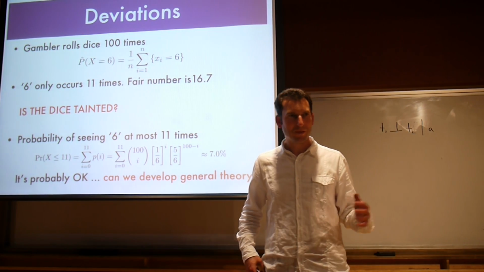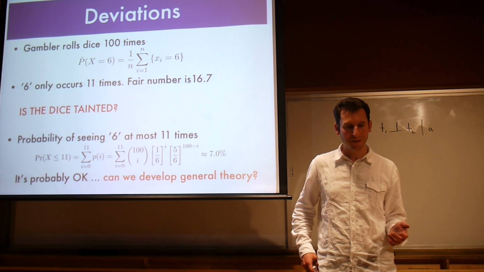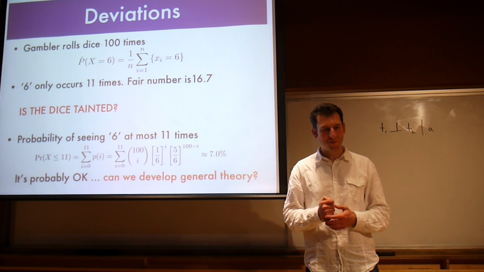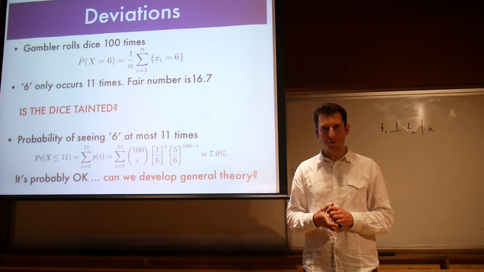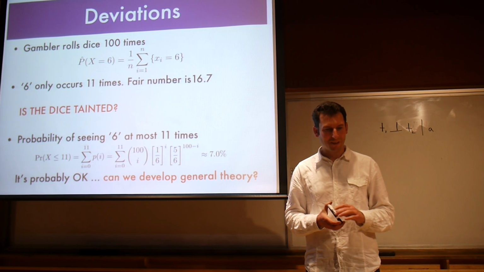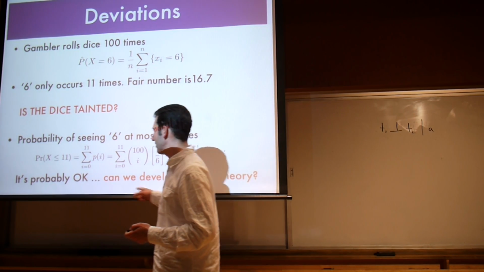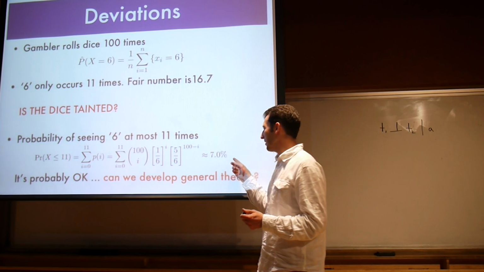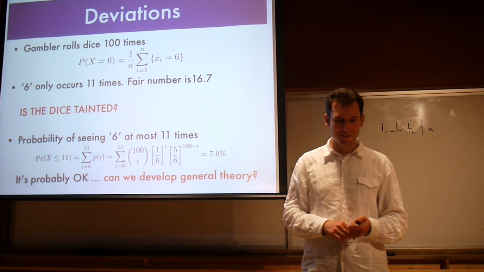Here's an example of the type of question you might want to answer. A gambler rolls a die 100 times, and the 6 only comes up 11 times. The fair number, of course, would be 16.7. So you want to know whether the die is wrong, and so you can actually work out that sum. At least your computer can easily do that. The probability that it will occur 11 times or less is around 7%. So that tells us that things are probably okay.